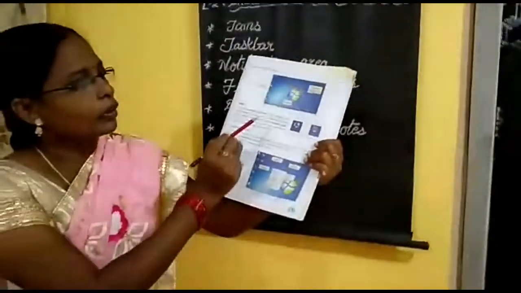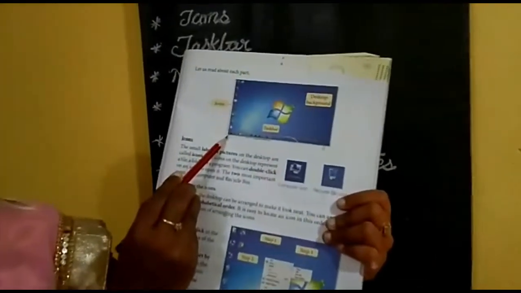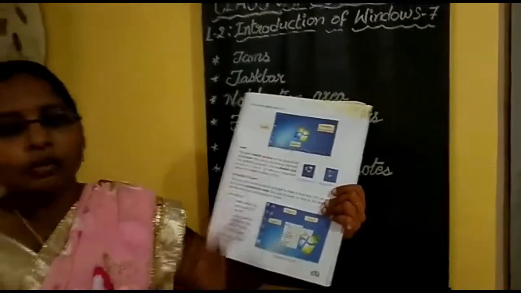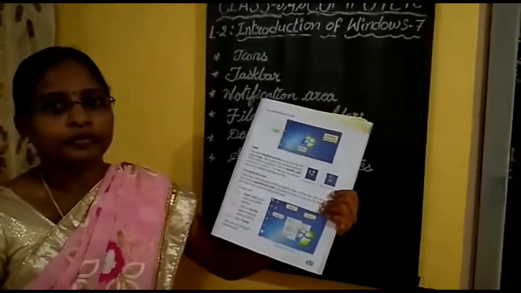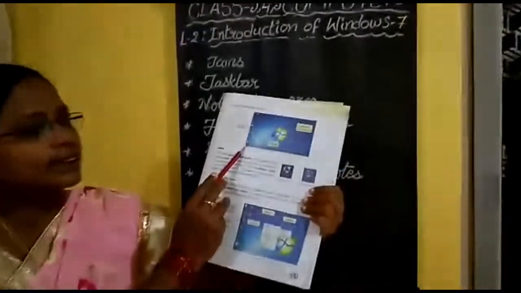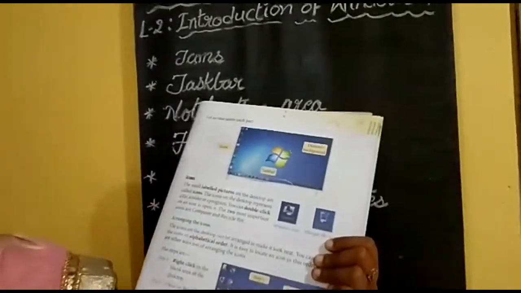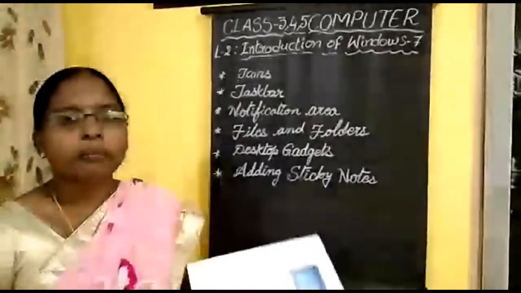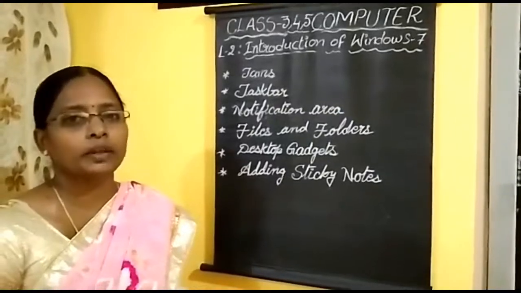Now let us learn about the start button. See here. Here is the start button. The start button is present at the bottom of the left corner of the taskbar. When you click on this start button, the list of options appears. The list of options is called start menu. The start menu can also be opened by pressing Windows button on the keyboard.